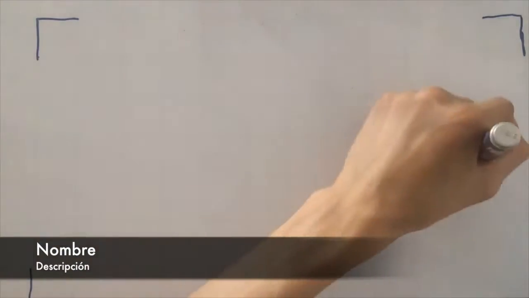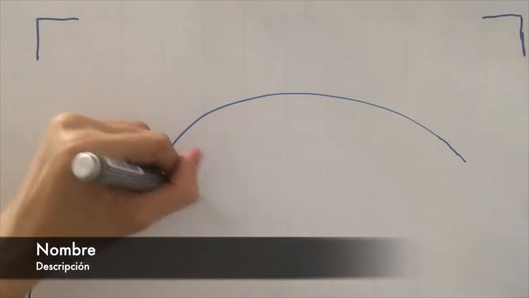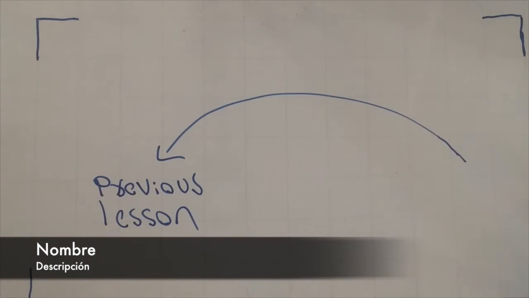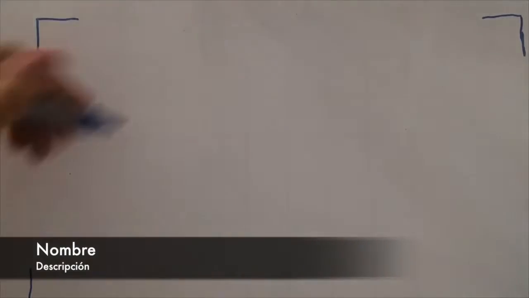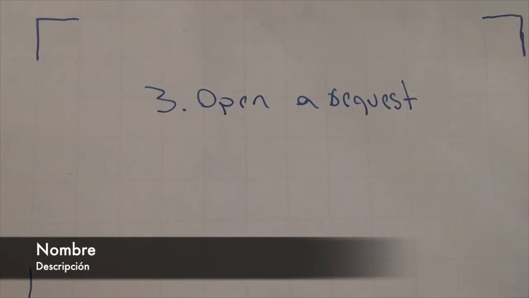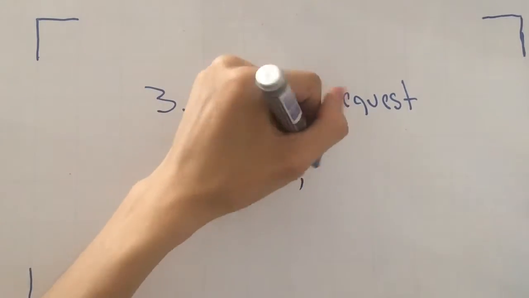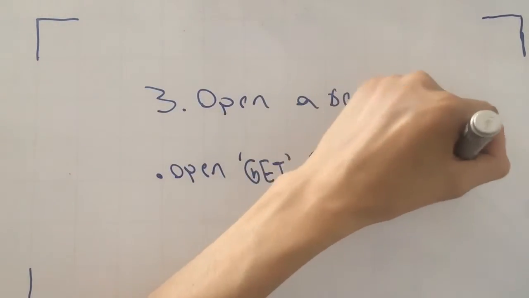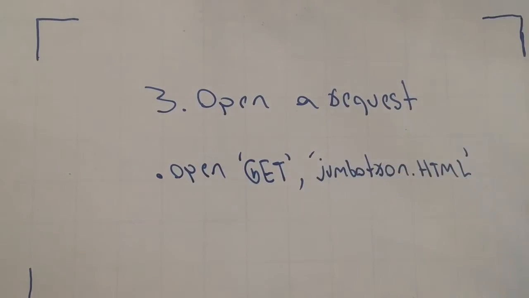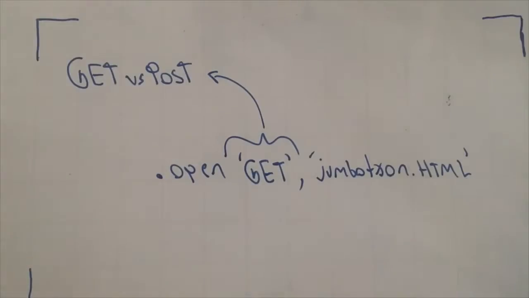In the previous lesson, we learned the basic steps for creating an AJAX request. Remember the third step, open a request. In this step, we used the open method. We specified the HTTP method and the URL for our request. The most common methods are GET and POST.